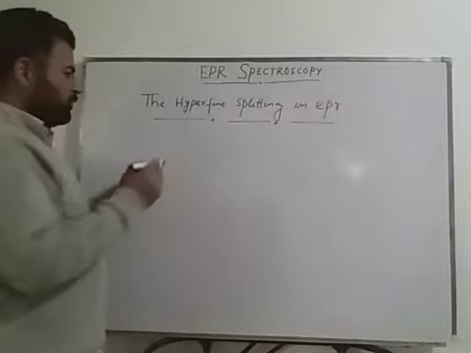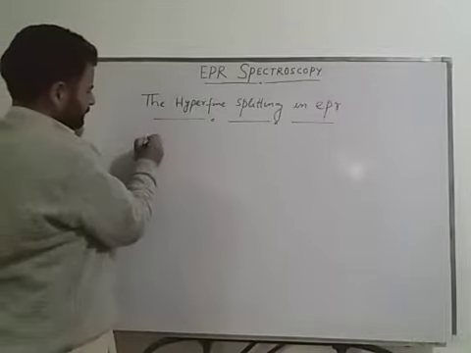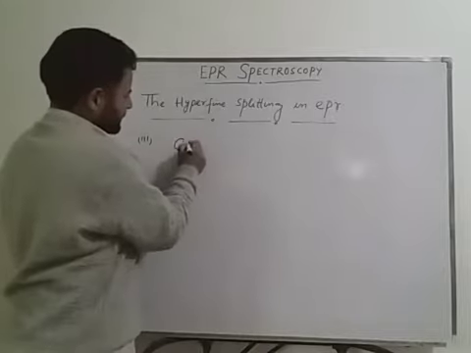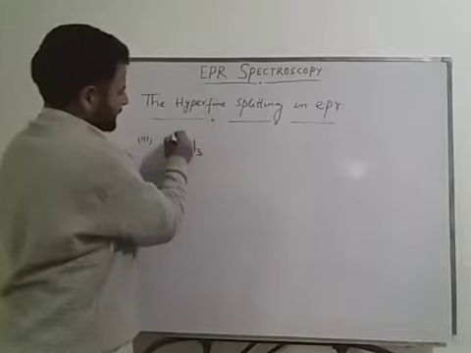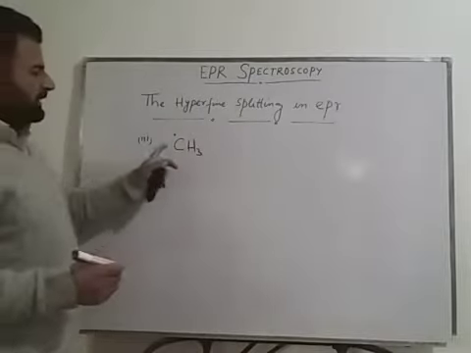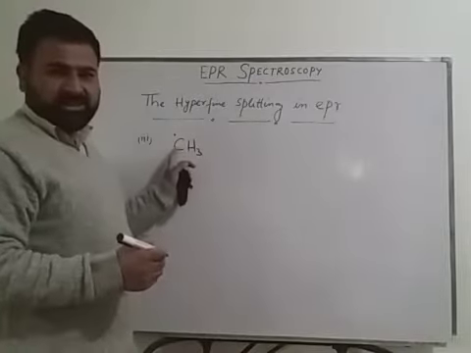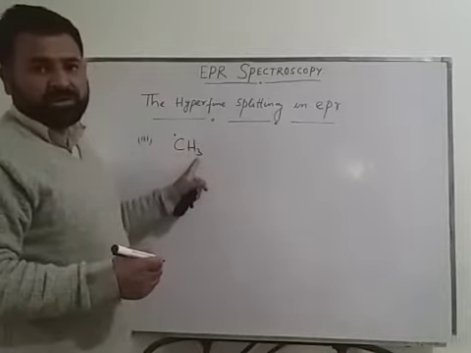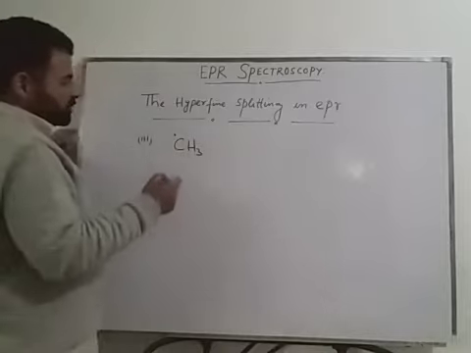For example, we have the CH3 radical. Here the unpaired electron spin is in the vicinity of 3 nuclear spins owing to the 3 hydrogen atoms. So what will happen?